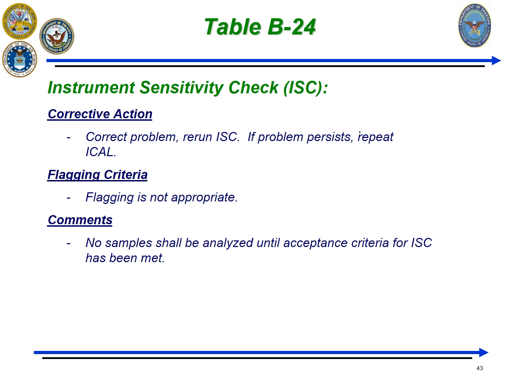We've also stated that if it fails, you can rerun it after you correct the problem. If it persists, again, you're possibly going to have to repeat your initial calibration. We also state that there is no flagging that is appropriate, that basically no sample shall be analyzed until the acceptance criteria has been met. So no samples can be reported with a failing ISC standard.